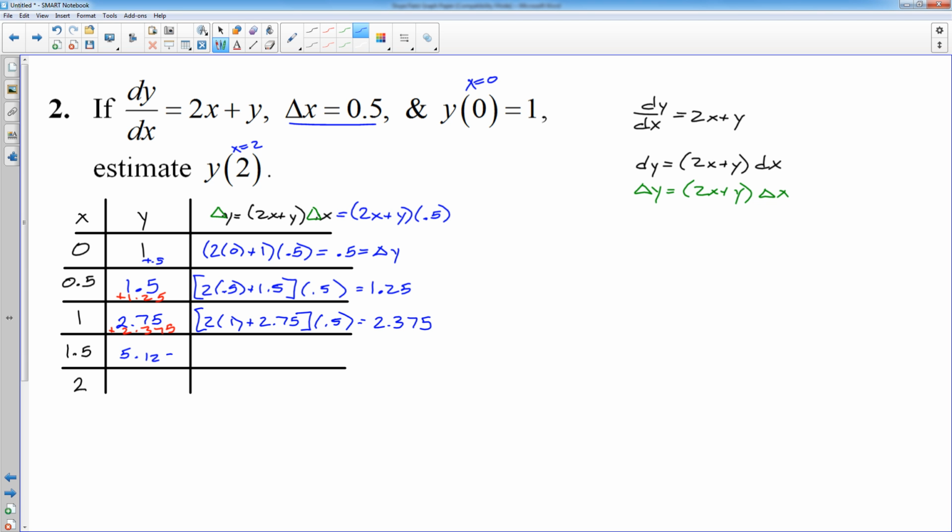5.125. Plug in again. 2 times my x coordinate plus 5.125 times my change in x, which is 0.5. And I'm simply plugging into this formula up here. And when you do that, you will get 4.0625.